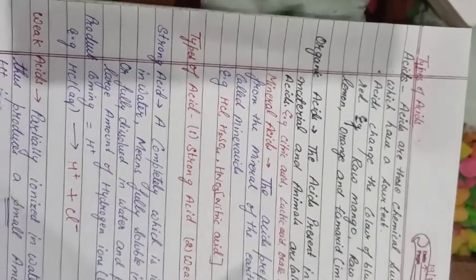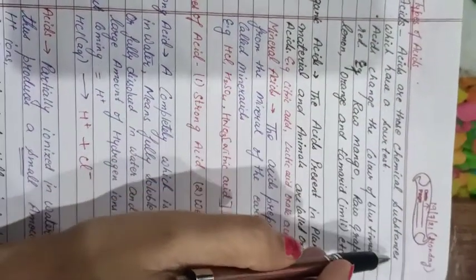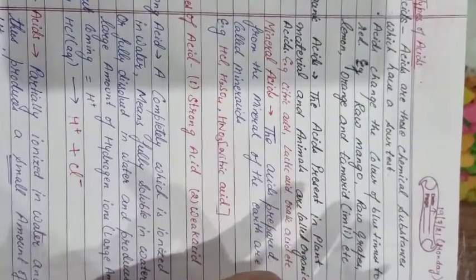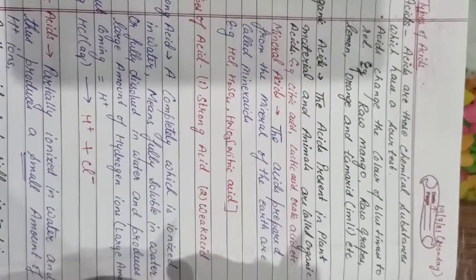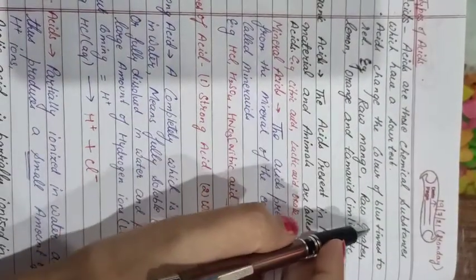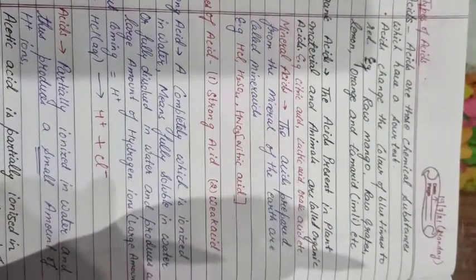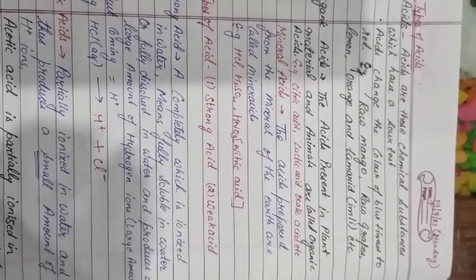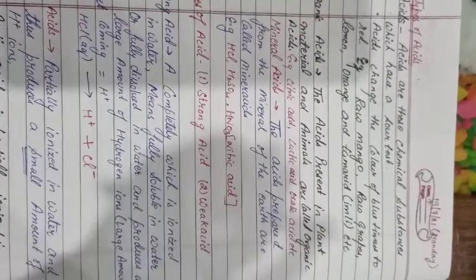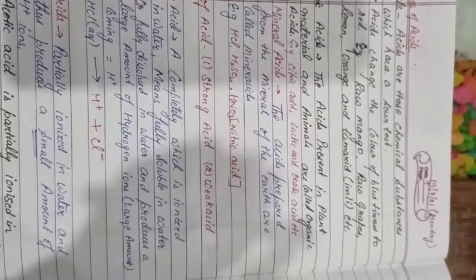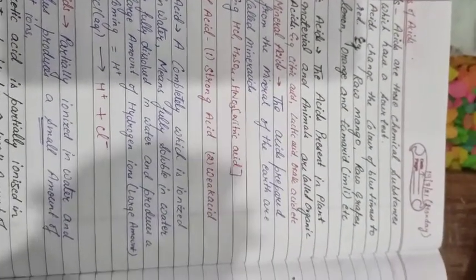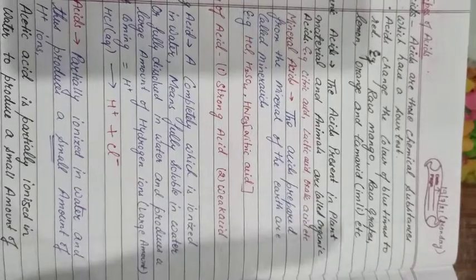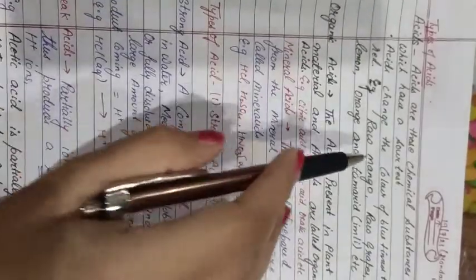We can say acids are those chemical substances which have a sour taste. Acids having a sour taste means khatta. Acids change the color, like a litmus paper in the chemistry lab. One is blue paper, second is red paper. When we put any substance, we take blue also and red also. If the blue color changes into red, it means it is an acid.